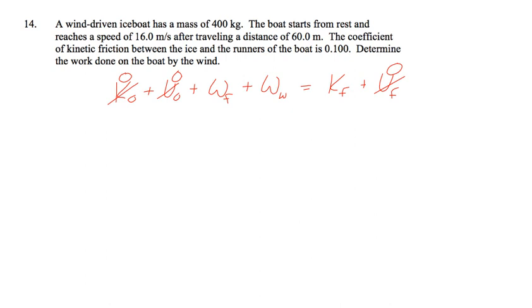And so if I want to solve for the work done by the wind, I just need to move this to the other side. So my equation is going to be the work done by the wind is going to equal, now, since they're giving me the mass and the velocity, I'm not going to write it as K. I'm going to replace this right now with 1/2 m vf squared.